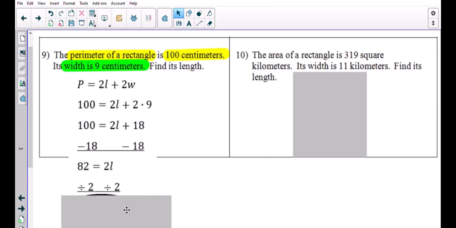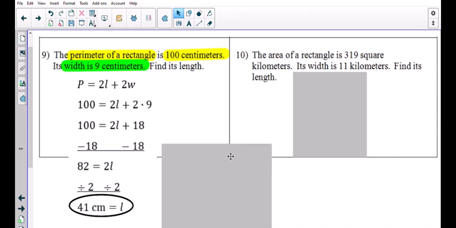Divide both sides by 2, and we're going to get that our length is 41 centimeters. Again, recognize what formula we're using first, plug in what we know, and then solve that equation.